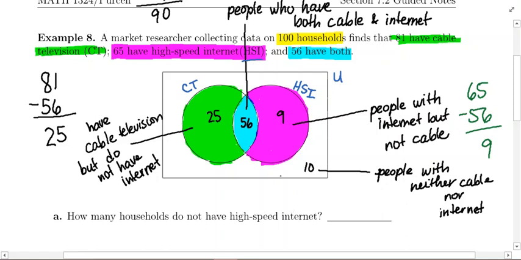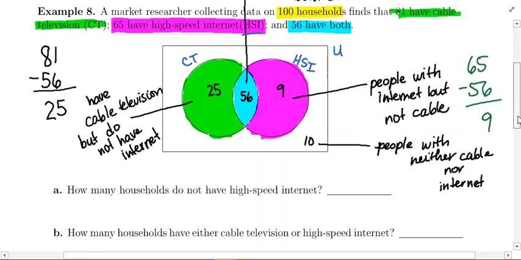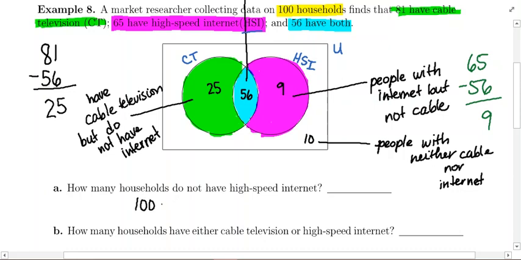Okay, so to answer this question, basically, you want to take everything in your universe. So we'll say 100 households are in the universe, and we're going to subtract out the pieces in the high-speed internet circle. So we're going to subtract out 56. That's the blue part. There are 56 households that have both internet and cable. So we're going to subtract them out, and we're going to subtract out 9. If you do 56 plus 9, that's going to tell you how many households have internet.